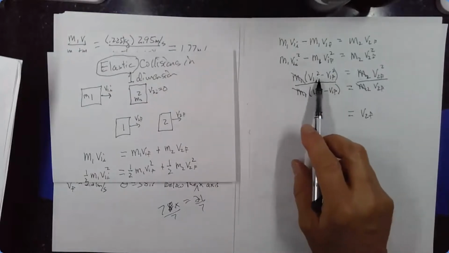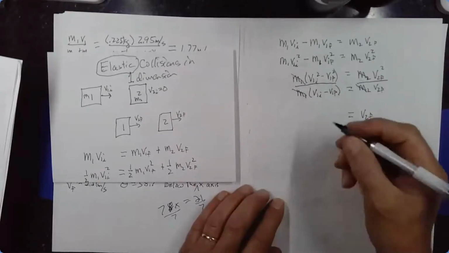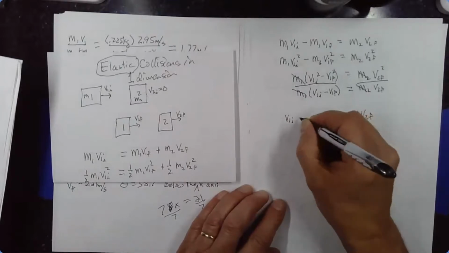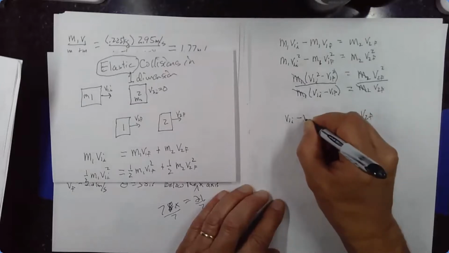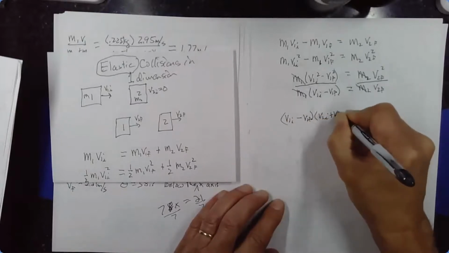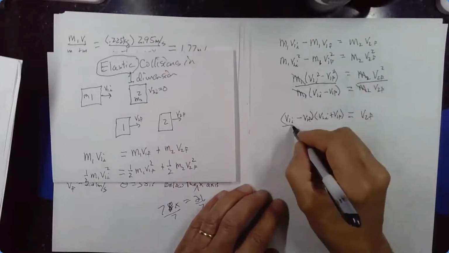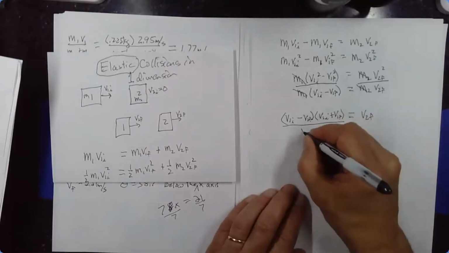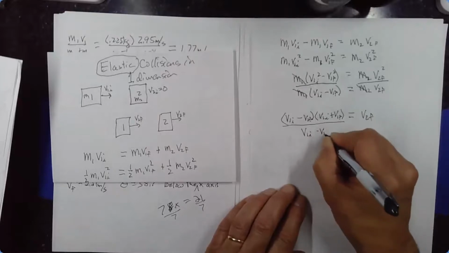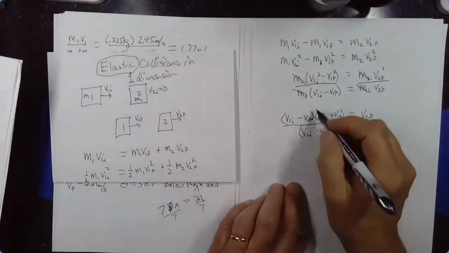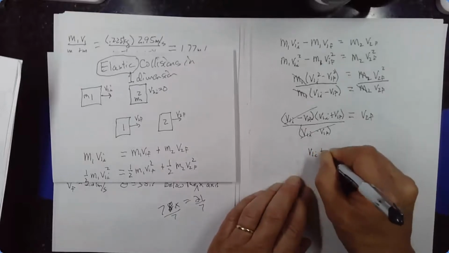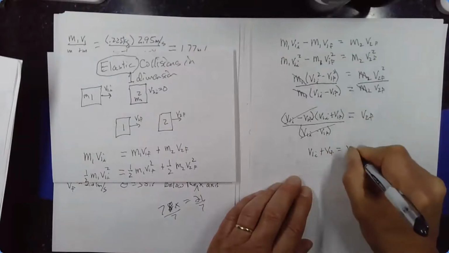Turns out you can factor the top of that. That's the difference of two squares. And what it ends up being is V1 initial squared minus V1 final squared is V1 initial minus V1 final times V1 initial plus V1 final. Holy smoke, you never thought you'd have to see that in a physics class, but there's a reason that math is a prerequisite for this class. And then on the bottom, we've got V1 initial minus V1 final. Well, look at this. Those divide out. And what I get is V1 initial plus V1 final is equal to V2 final.